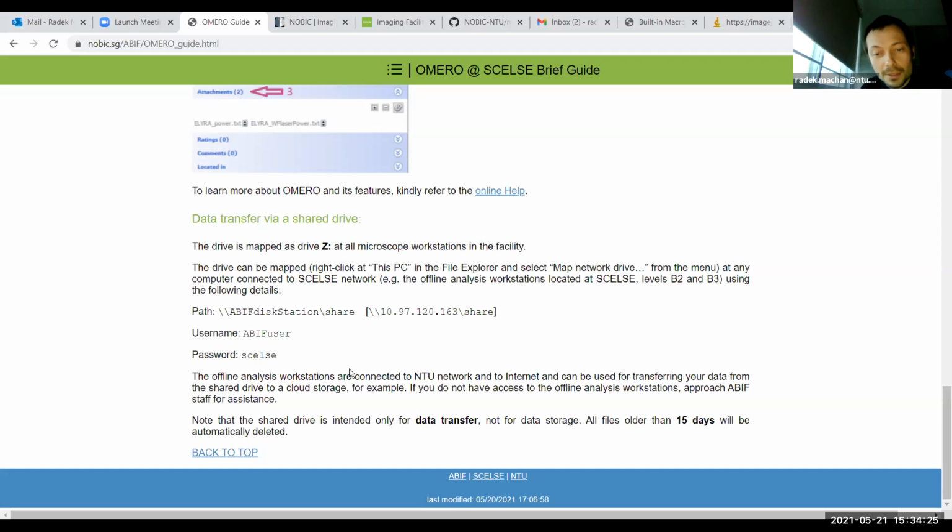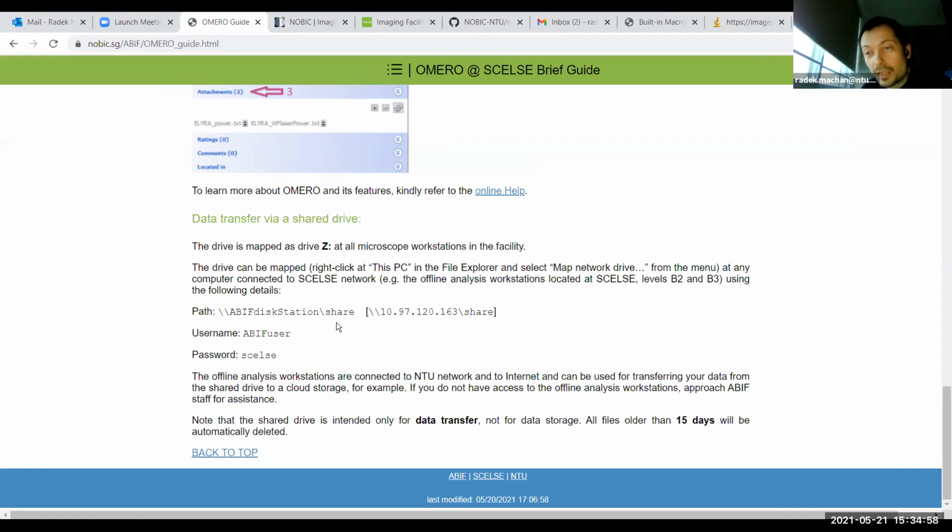So this is meant only for data transfer. Whichever files are longer there than 15 days, after 15 days the file is deleted to prevent accumulation of too much data and flooding this disk, which is not that big.